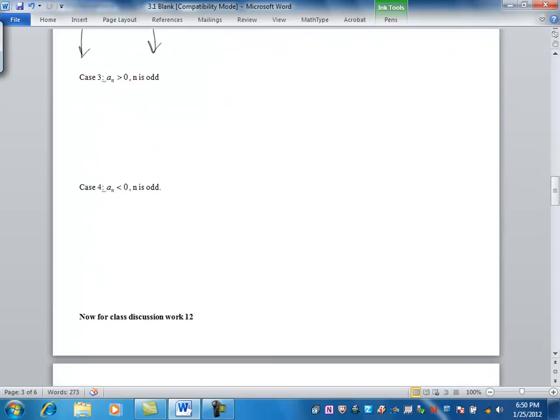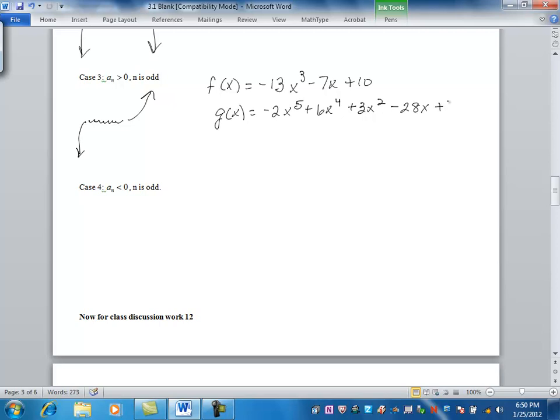Let's investigate now where the degree of the polynomial is odd and the leading coefficient is positive. In this case, the left hand goes down, we don't know exactly what the middle looks like, and the right hand goes up. So some examples here, f of x equal negative 13x cubed minus 7x plus 10. Maybe g of x is negative 2x to the 5th plus 6x to the fourth plus 3x squared minus 28x plus 7. We'll be creative there. So again, leading coefficient's positive, and it's an odd degree polynomial.